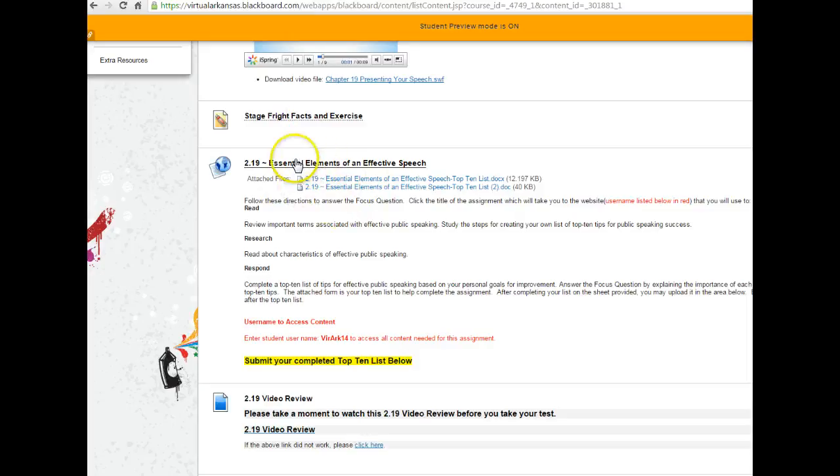So anyway, this is where you're going to turn it in, but here are two different files. Sometimes people have a hard time opening Word documents, but if you do that, then you can turn in your top 10 list.